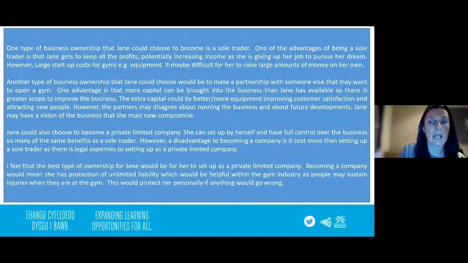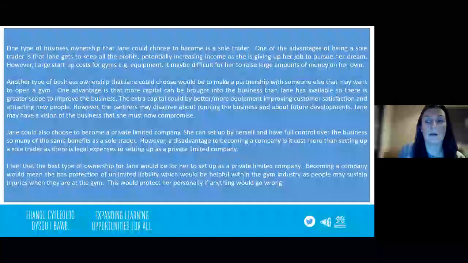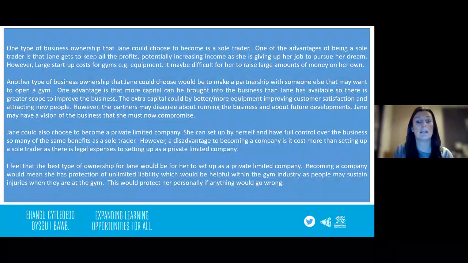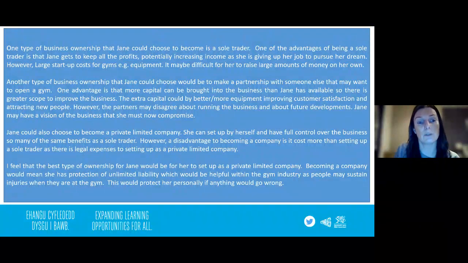I've again named Jane and put context into it, and then I've gone into saying, however, the partners may disagree about running the business and about future development. They may have a vision of the business that she now must compromise. So again, you're putting a little bit of context in there as well.